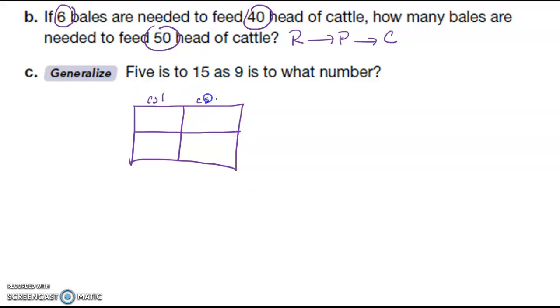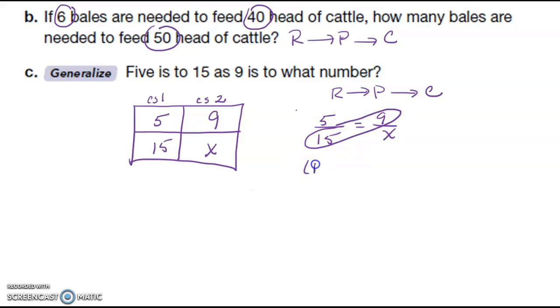Case 1, case 2. 5 is to 15 as 9 is to what number? So we just need to make sure that our numbers are where they're supposed to be. And we can do the ratio box, proportion, cross multiply. So I have 5 is to 15 as 9 is to x. We're going to cross multiply. So I have 15 times 9. Bring down my equals, and then I'm going to cross multiply 5x.